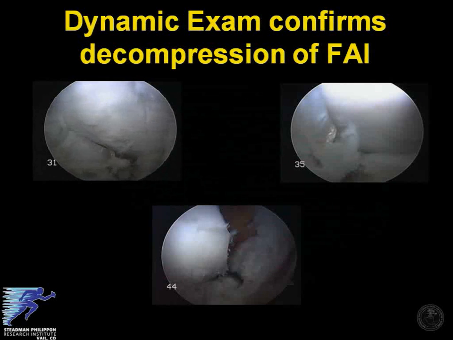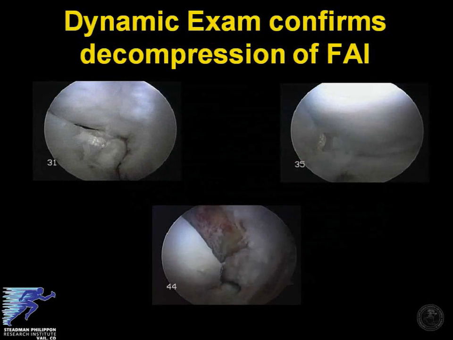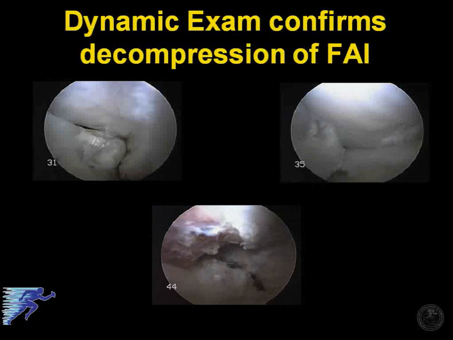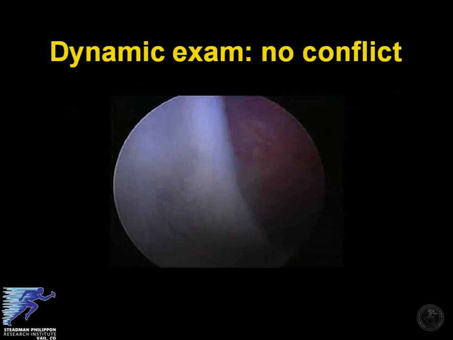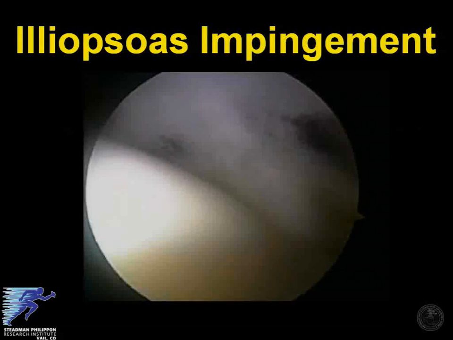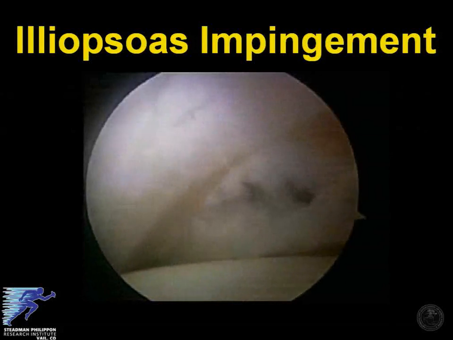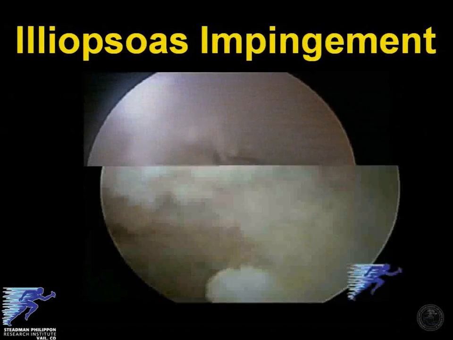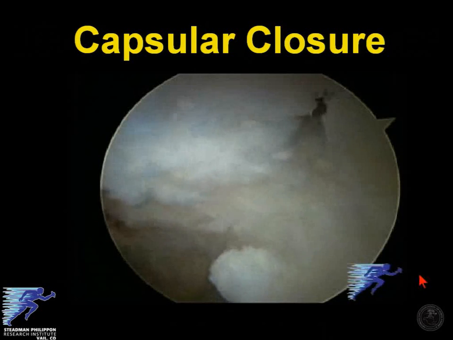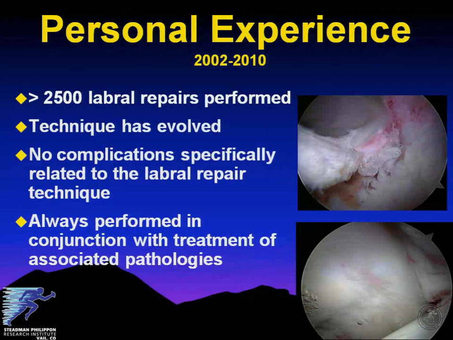The dynamic exam is very important, and I think I'll leave you with that statement: the dynamic exam will verify your labral stability and will verify the resolution of the conflict. I think this is an example of a psoas impingement release. Most importantly, what we do in our situation, we close the capsule, especially in patients involved with rotation sports. Our experience has been positive.